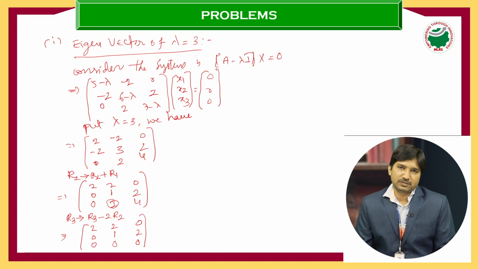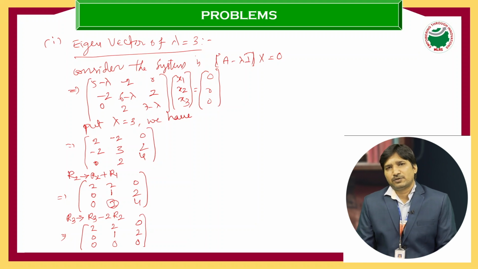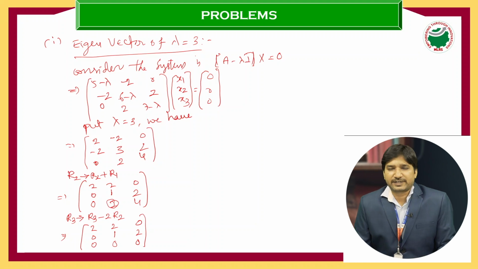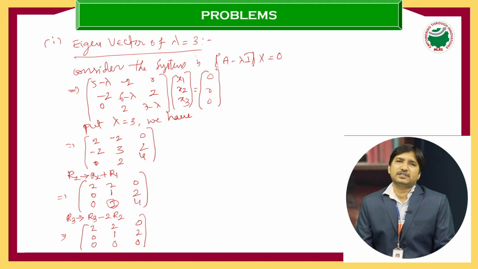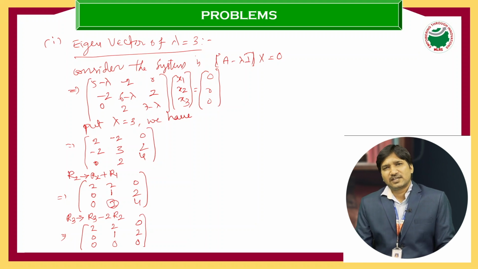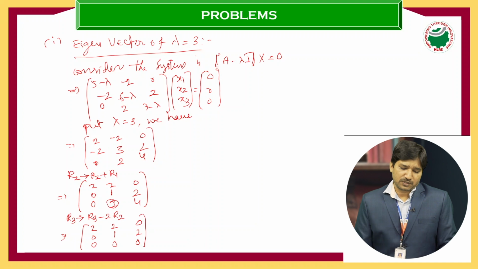Definitely this last row is 0, because from the characteristic equation, the determinant of A minus lambda I equals 0. That means A minus lambda I is a singular matrix. Definitely the rank of the matrix is less than the number of rows, so the rank of the matrix is 2. The number of variables is 3.